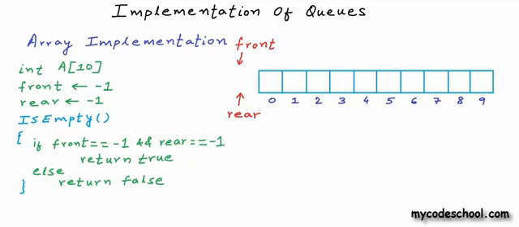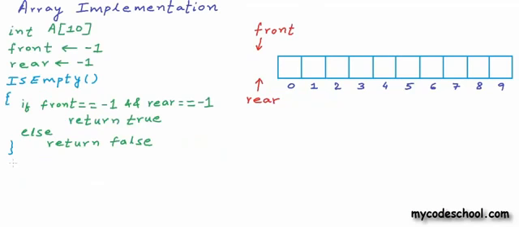I just wrote isEmpty function here. -1 is not a valid index. For an empty queue, there will be no front and rear. In our implementation, we are saying that we will represent empty state of queue by setting both front and rear as -1. Now let's write the enqueue function.